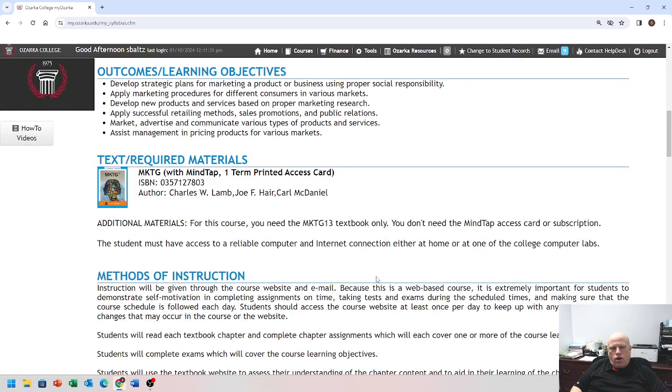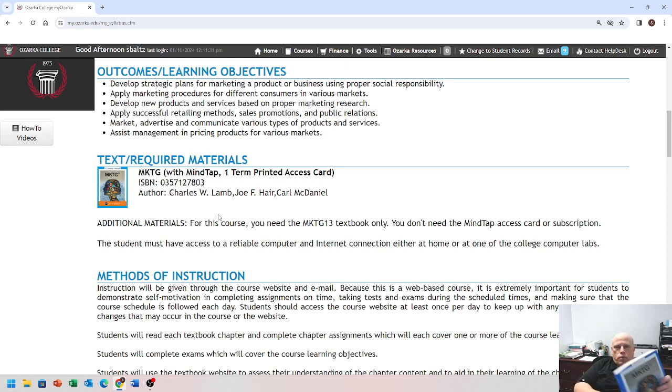The next item on the syllabus is the textbook information, and it shows the ISBN number and the name of the textbook there. When you go and purchase your textbook, whether it's at the college bookstore or some other source, make sure you take that ISBN number with you and verify that you're getting the correct textbook. That ISBN number is really the best way to verify that you're purchasing the correct textbook. There are different versions of this book.